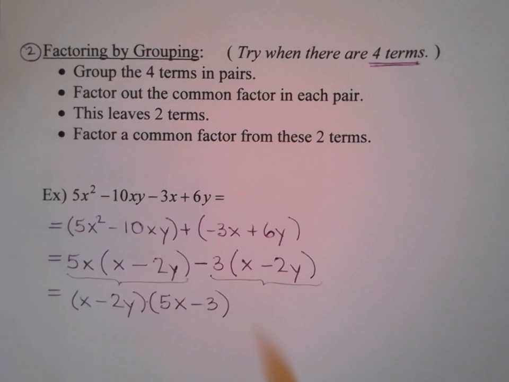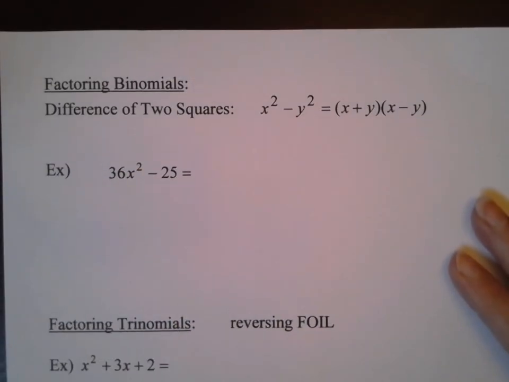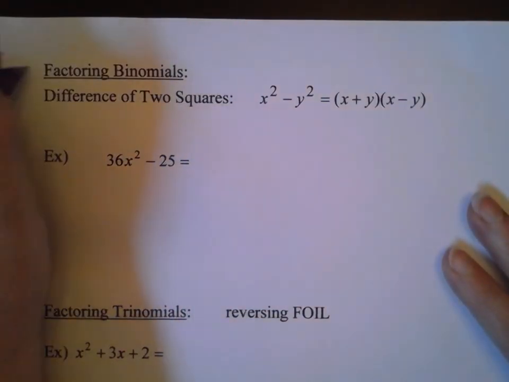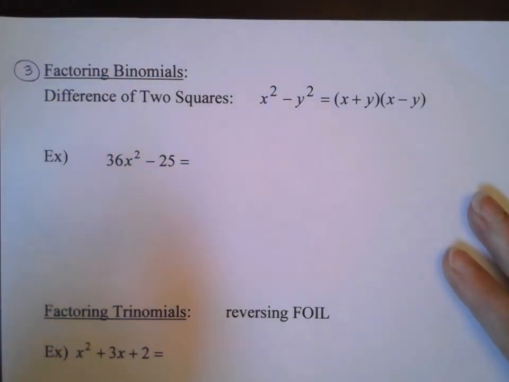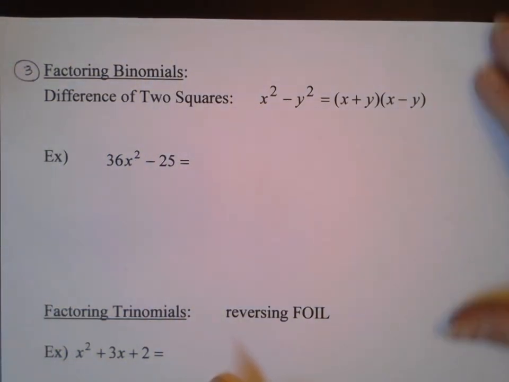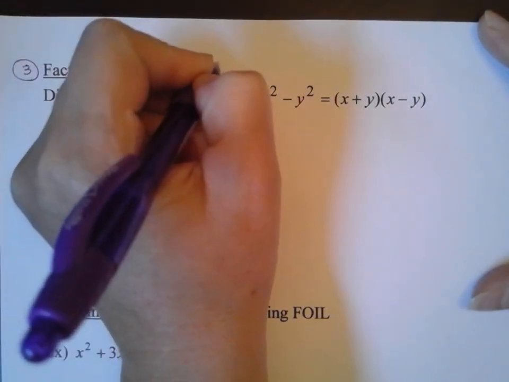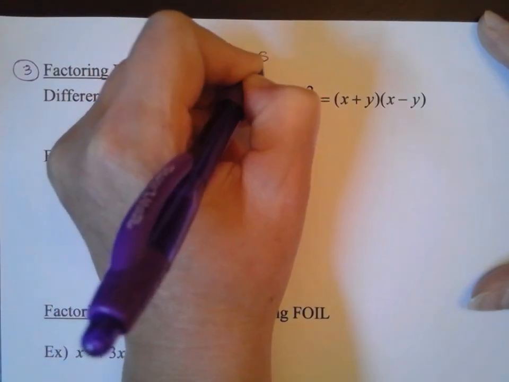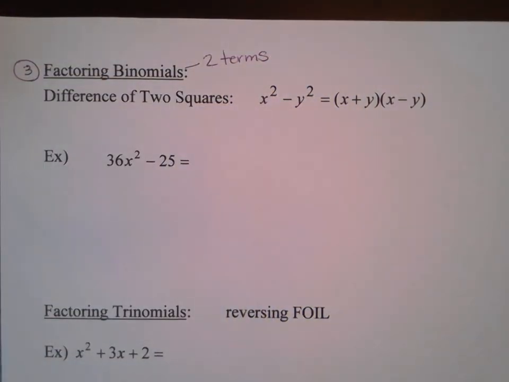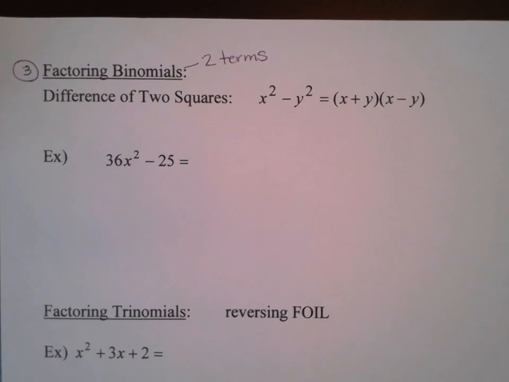Okay. The third type is factoring binomials. I always save the trinomials for last, okay? So binomials, these would be polynomials with two terms. There's actually several types of special factoring that fall into the binomial category. The difference of two squares is one of them. Also, the sum of cubes and the difference of cubes, those would fall into this category as well.